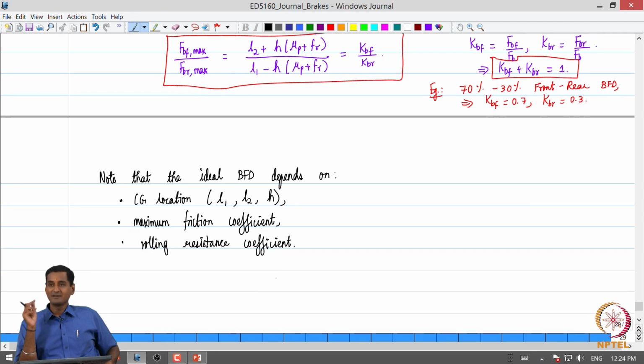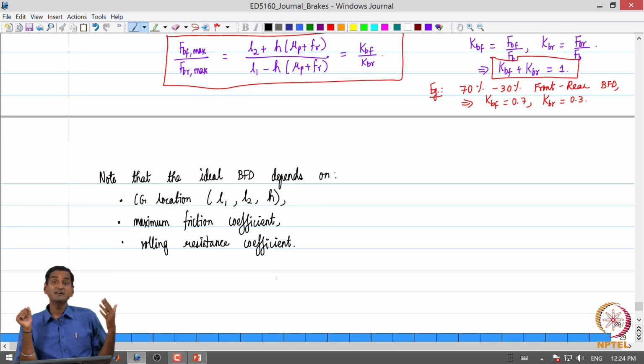So, why are these important? First thing, let us say we take a passenger car, and the mass distribution remains more or less the same. For the sake of argument, we say that the CG location remains pretty much the same. As a vehicle designer, I may design my brake system for the fully loaded car, traveling on a nice dry road surface. So, I will assume the best possible value of mu p, and let us say I calculate the brake force distribution as some 70-30 front and rear.